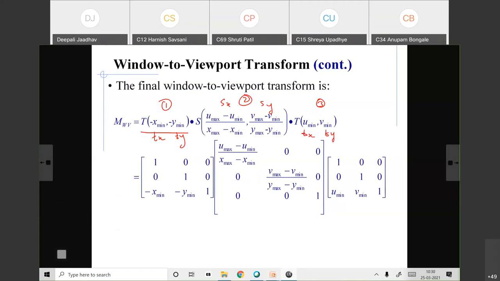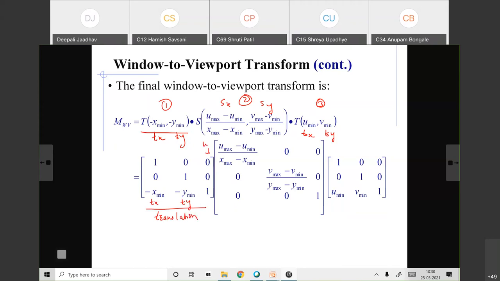As we already saw in the transformation, this is how we write the transformation matrix for 2D with homogeneous coordinates: 1, 0, 0, 1, and this is tx and ty. That is the standard transformation matrix for translation.